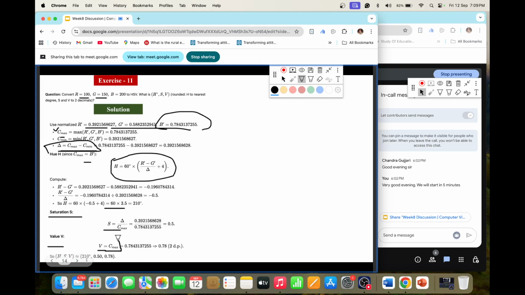Value is nothing but C max. So by this you can easily calculate the HSV value if you are given the RGB values. Okay, so this is regarding the HSV.